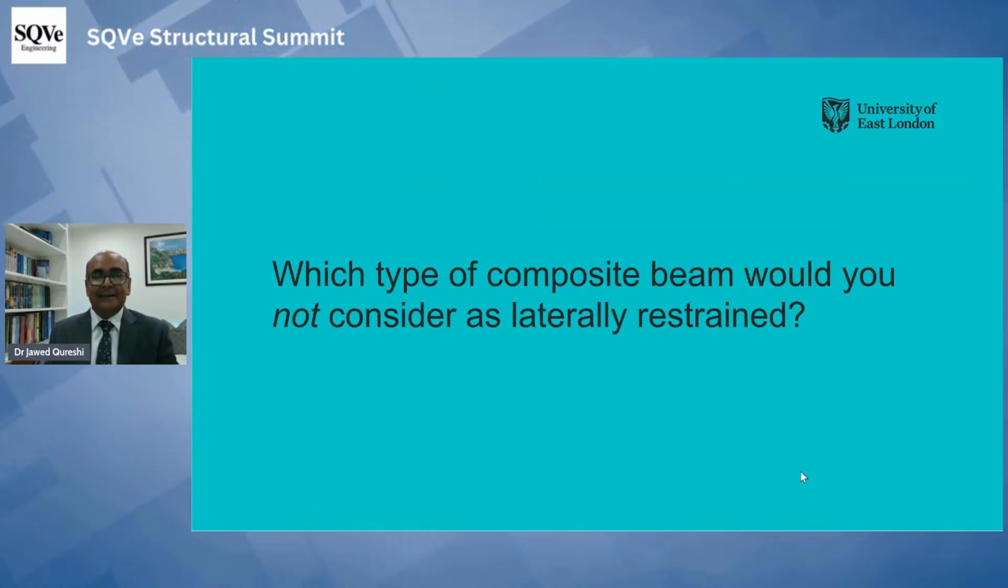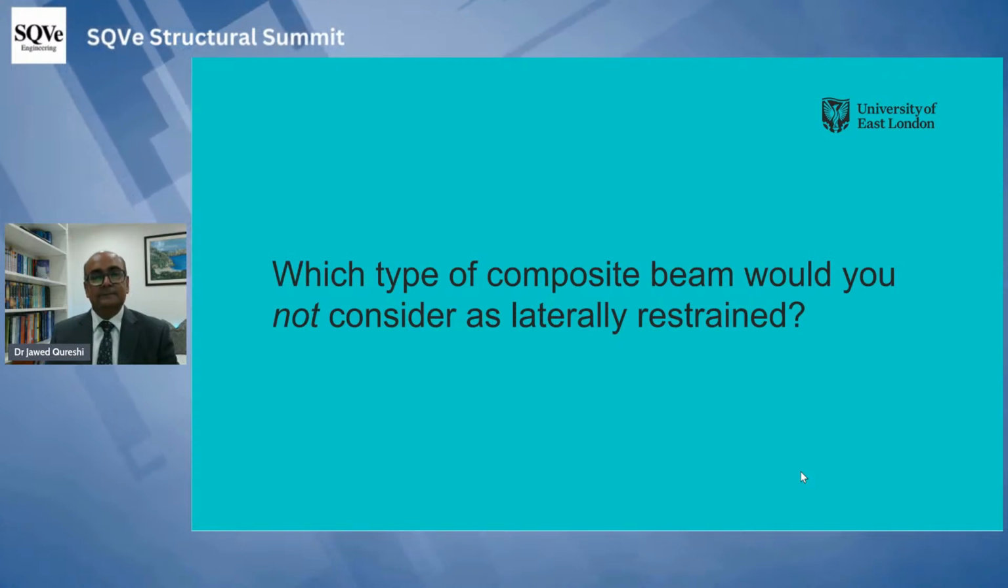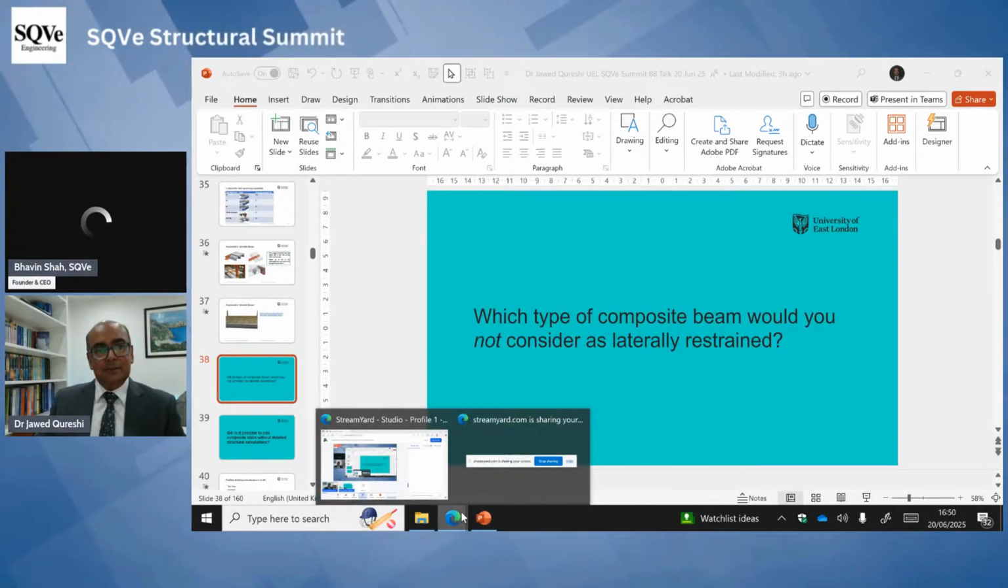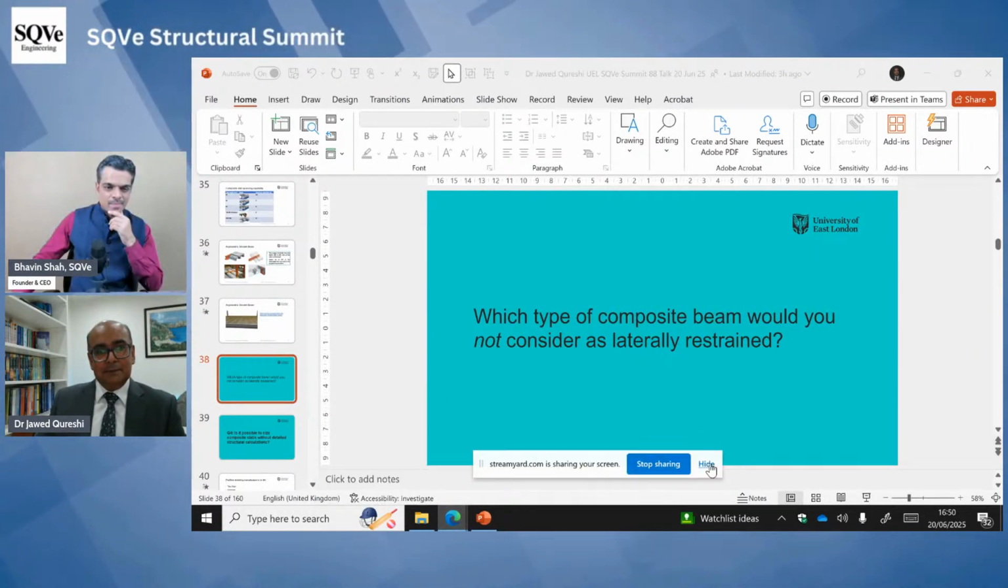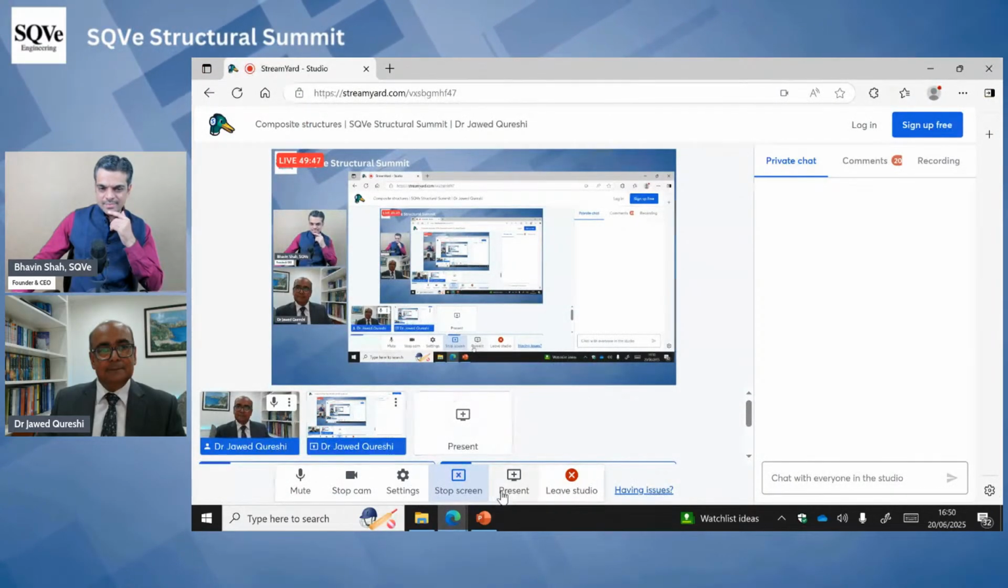So now I would invite you to have any comment. And my question to you is, which type of composite beam would you not consider as laterally restrained? Please type in your answers in comments and I'll get back here.